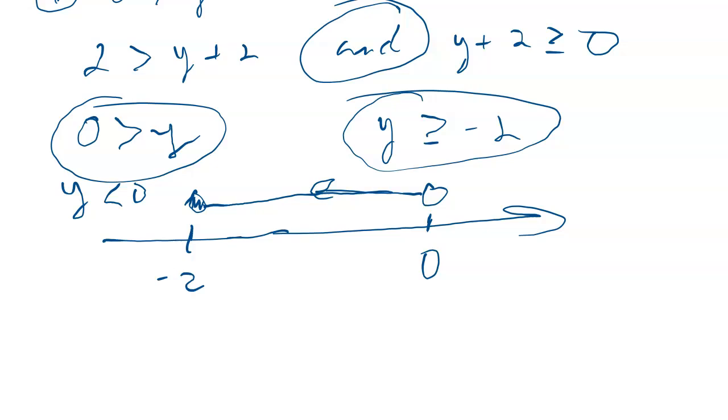If I wanted to write it as a compound inequality, I'd write y is in between negative 2 and 0. As interval notation, we want to include the negative 2 and we want to go to 0. All right, moving on.